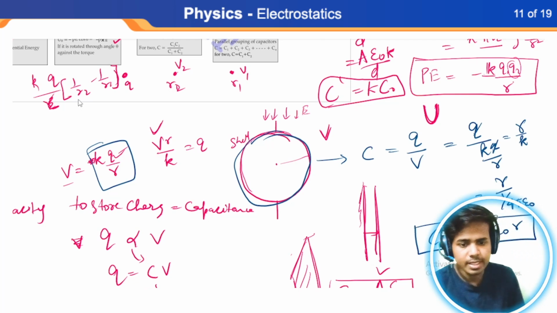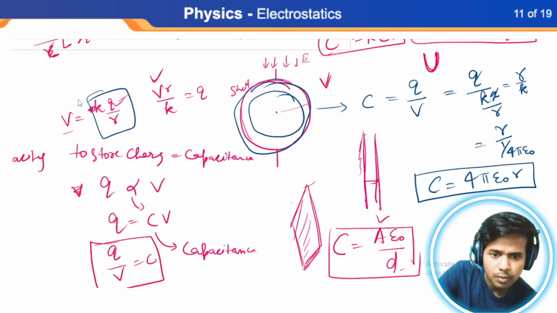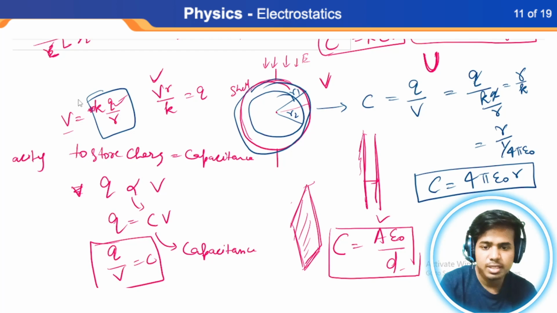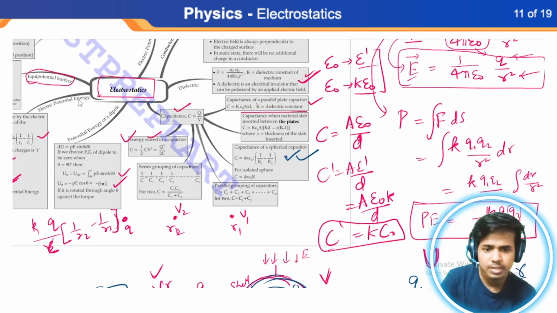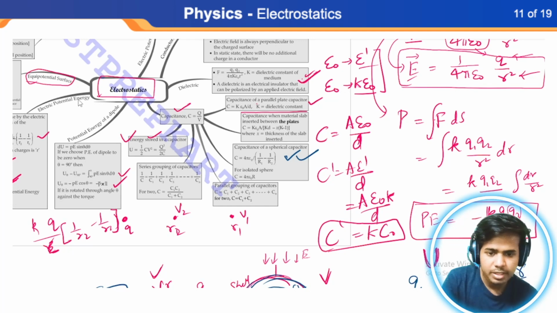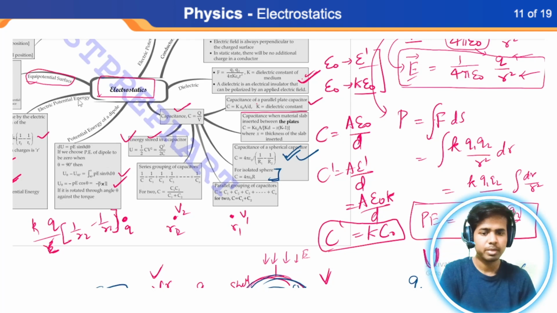And let's say you have two different shells of radius R1 and R2. Then in that case, the capacitance will look something like this. For an isolated sphere, we already talked about this one. And for a spherical capacitor, it will look something like this: 1 by R1 minus 1 by R2.